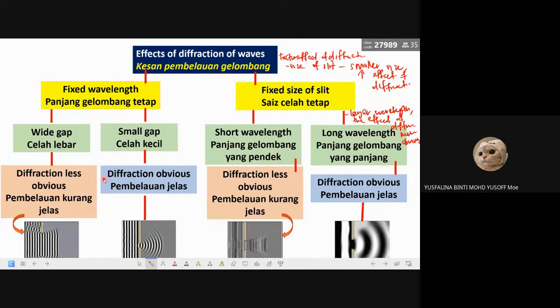Okay, so what happens if you fix the wavelength, but you use different sizes of gap? If it's a wide gap, it will be less obvious. If you use a small gap, it will become more obvious.